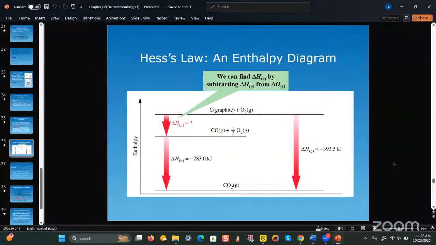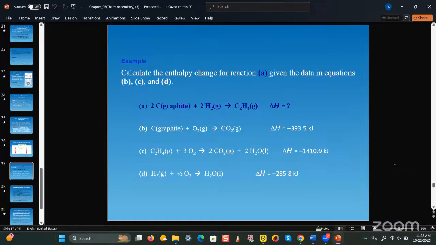problems involving Hess's law are a bit more complex, such as this one right here, all right? So this question says, calculate the enthalpy change of reaction A, and it gives you reaction A, given the data in the equations B, C, and D. So they gave you these three equations and their corresponding delta H values. And based on these three equations, you are to determine the enthalpy change for this reaction right here, all right?